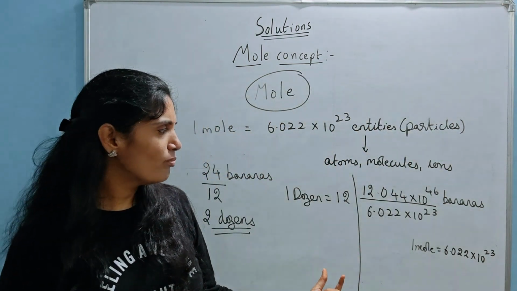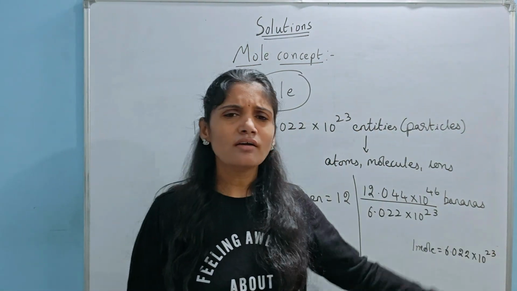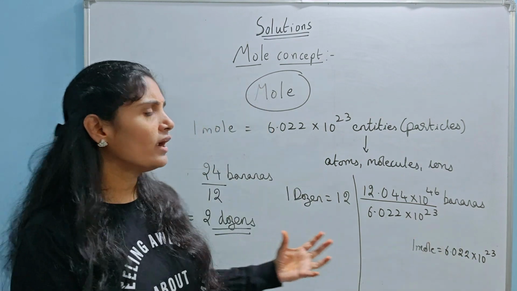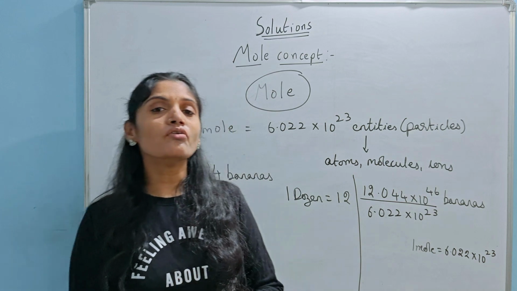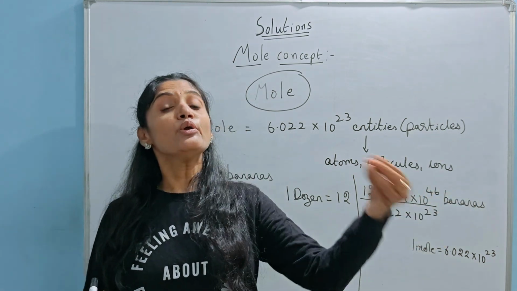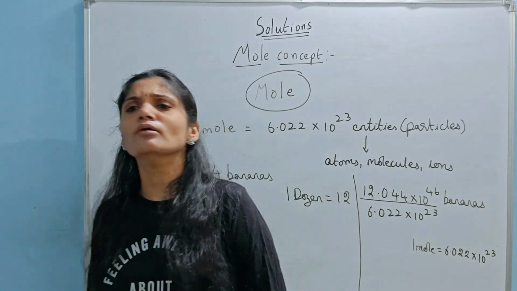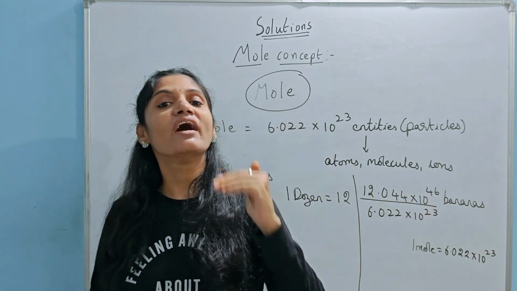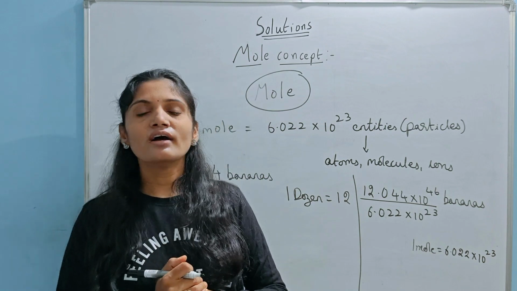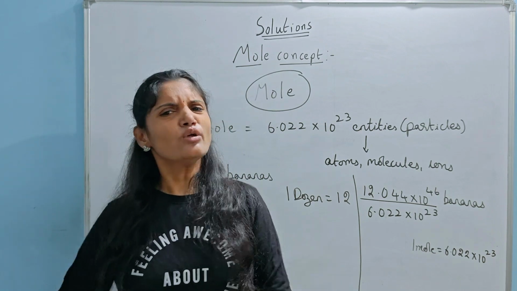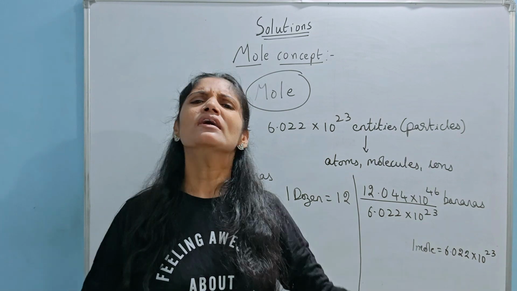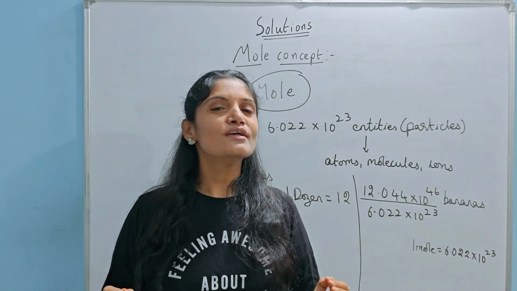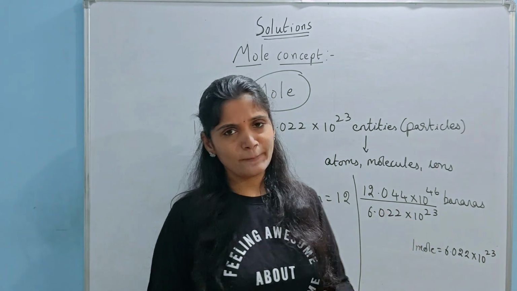If I divide it by my reference number, I will get the number of moles of bananas. So what am I trying to do here? I am trying to convert the larger number into my required simplified term, either dozen or mole, by dividing it by the reference number. So we are trying to simplify things instead of using bigger and complicated numbers, into a simpler quantity.